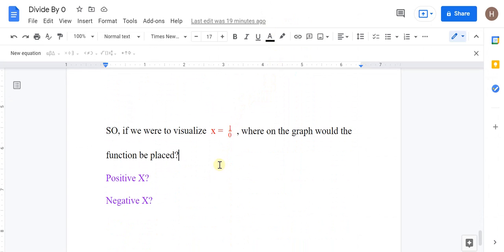So, if we were to visualize x equals 1 divided by 0, where on the graph would the function be placed? Would it be a positive x, or would it be a negative x? Well, here comes a problem. We know 0 is neither a positive nor a negative number. This takes out both possibilities of being a negative or a positive x. So where would that leave it?